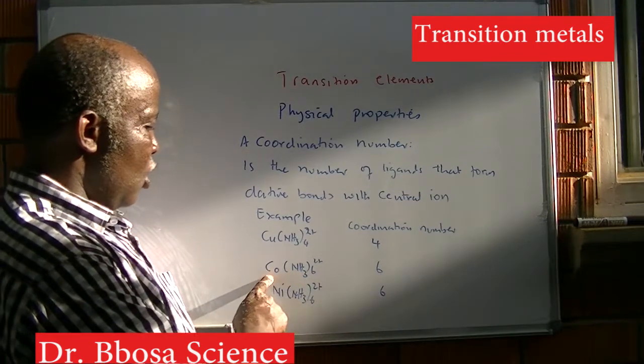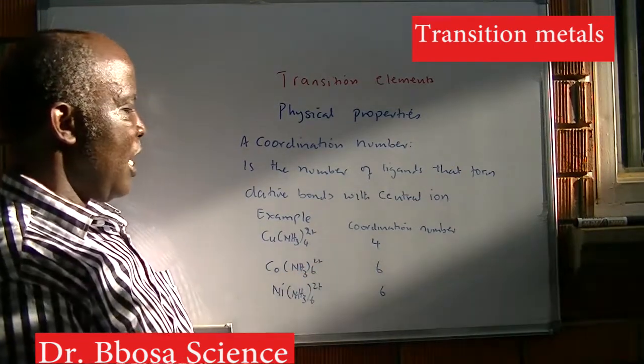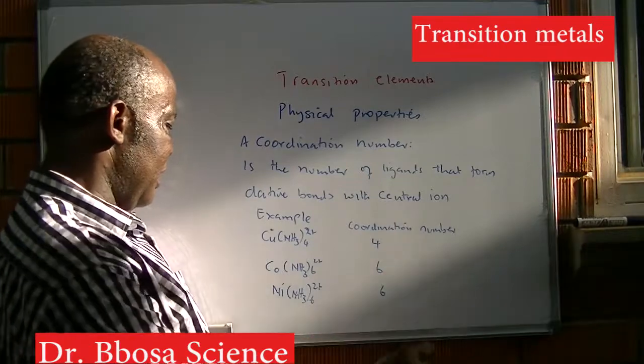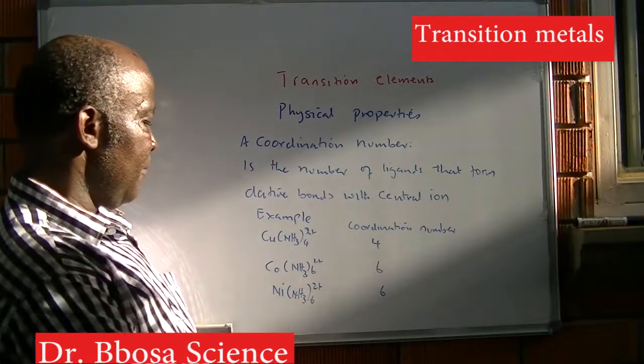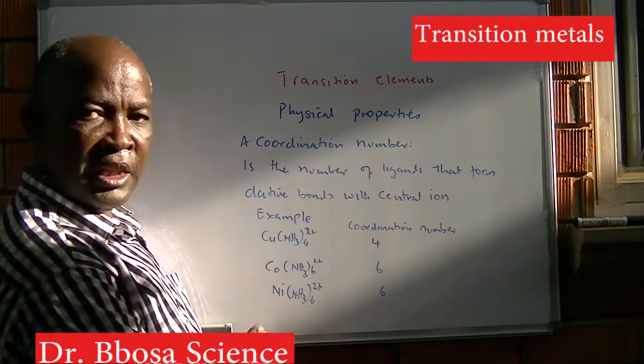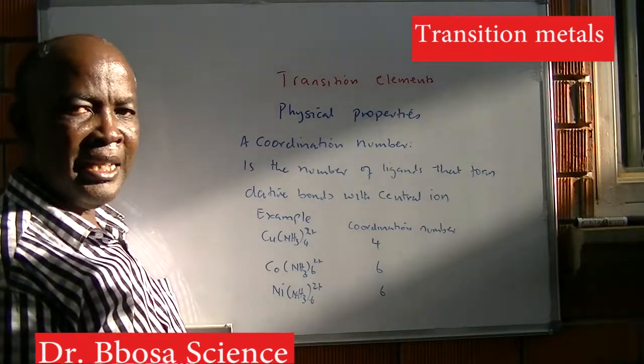Hexaamine cobalt 2 ions, the coordination number is 6. There are 6 amine groups that form dative bonds with nickel 2 ions.